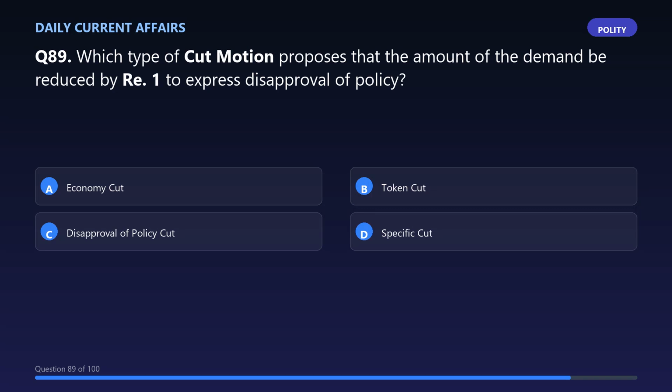Question 89. Which type of cut motion proposes that the amount of the demand be reduced by Re. 1. To express disapproval of policy.